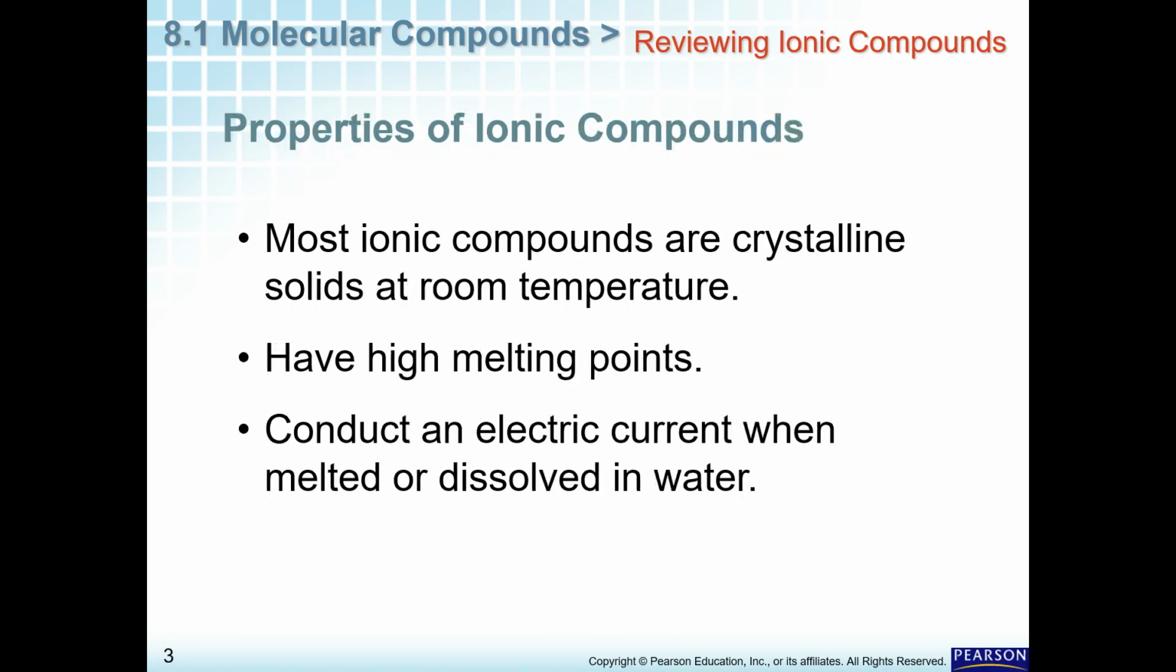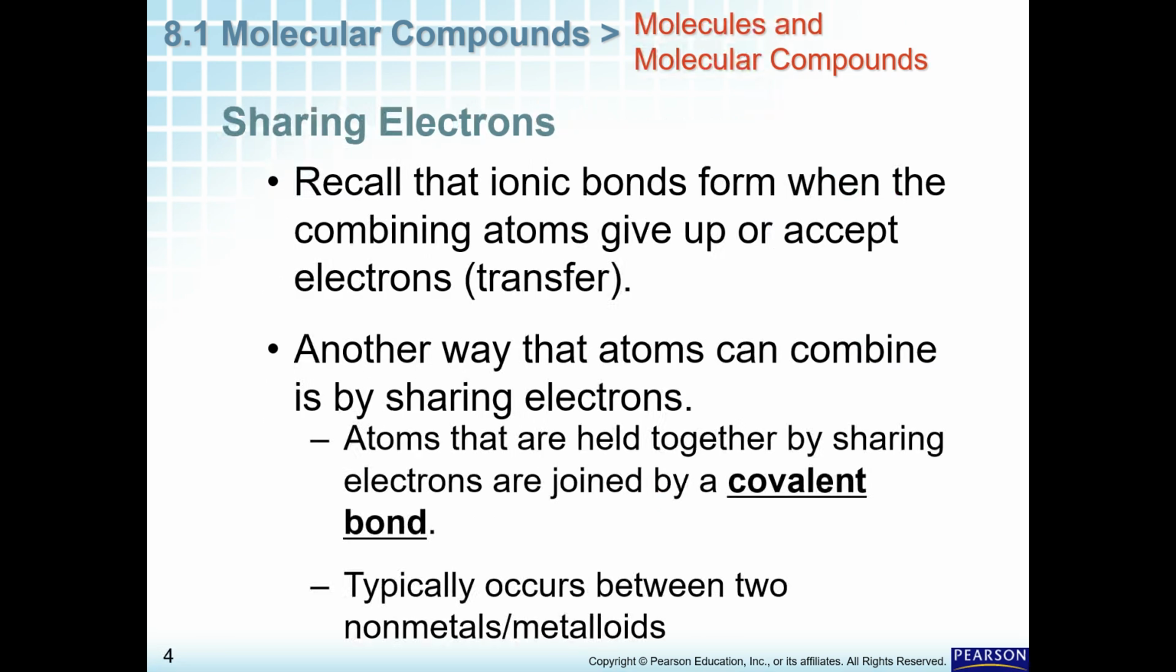We also talked about some properties of ionic compounds. We said most of them are going to be solids at room temperature, specifically crystalline or crystals. They have relatively high melting points. And whenever we melt or dissolve them in water, they can conduct electric current. These are also really stable. We've talked about that as well.